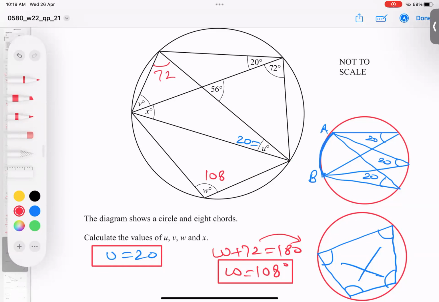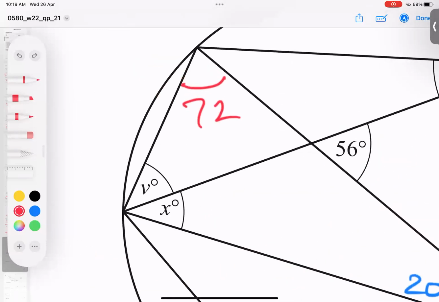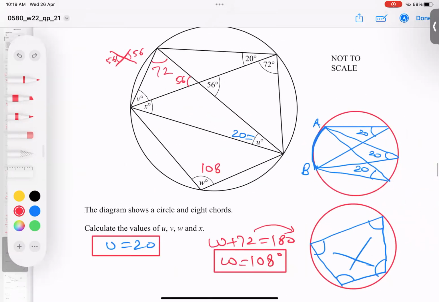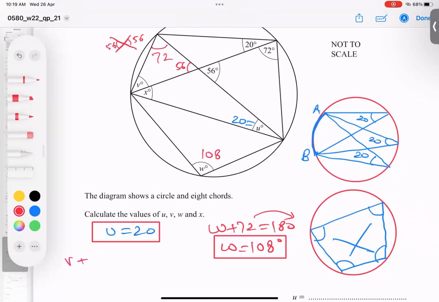Okay, for example, this is 56. How much is this 56? Look, 56. Because whenever a V shape comes, these angles are equal to each other. So this plus this equal to 180. I hope it's clear. So V plus 72 plus 56 equal to 180. And this is becoming 8 and 7, 128.